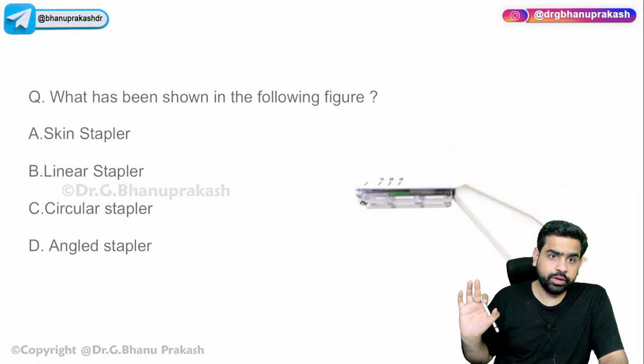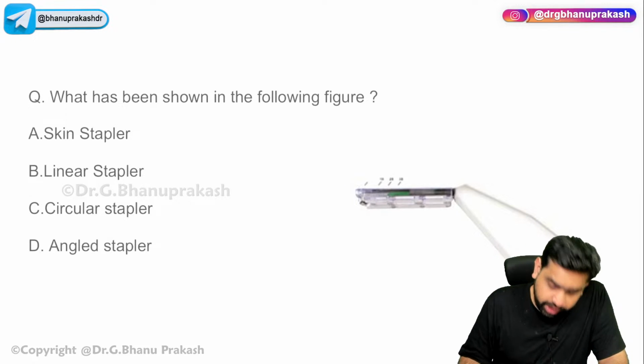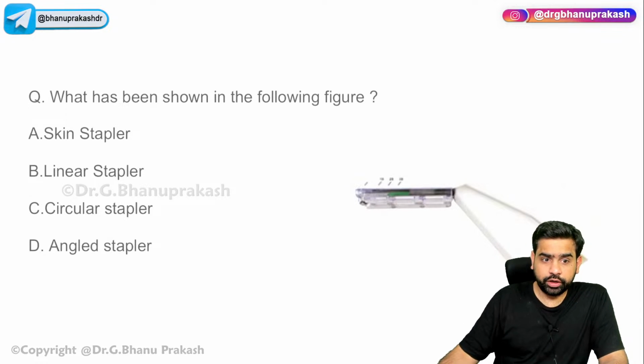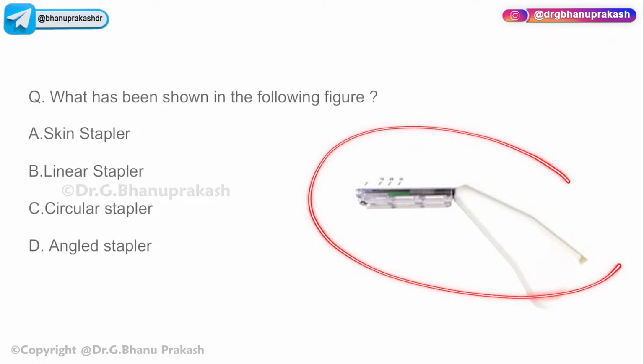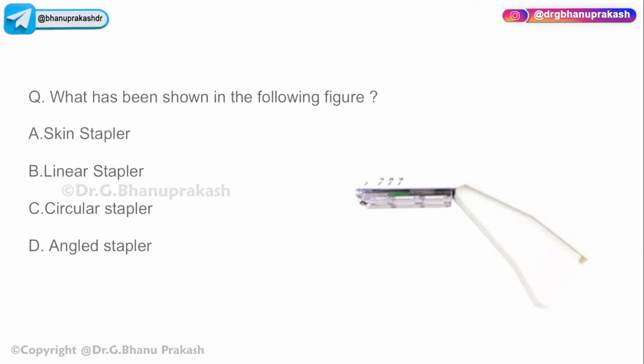Now let's move on to the next question. What has been shown over here? I'll have to move away from this particular image. What is basically shown over here? This is a repeat question, guys, from your FMGs. What is this? I hope you're able to appreciate that this is your, come on guys, put your answers.